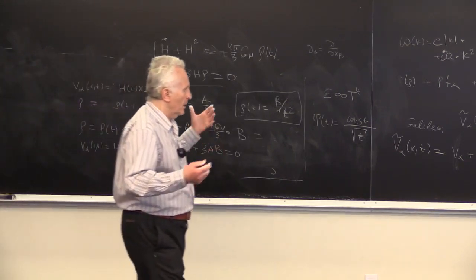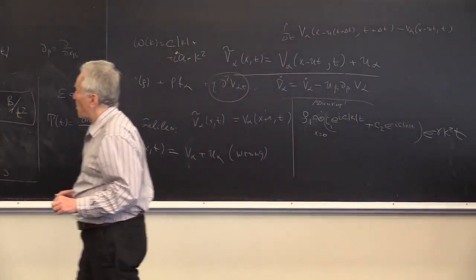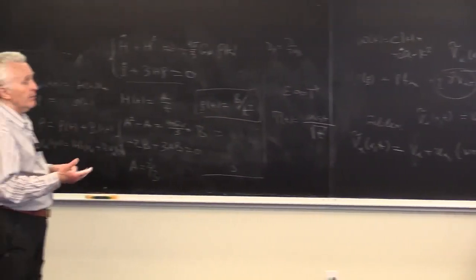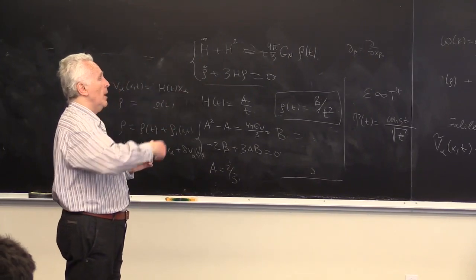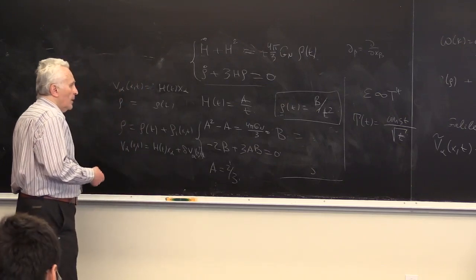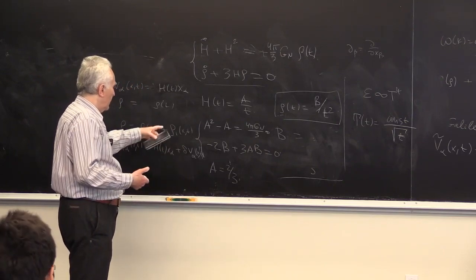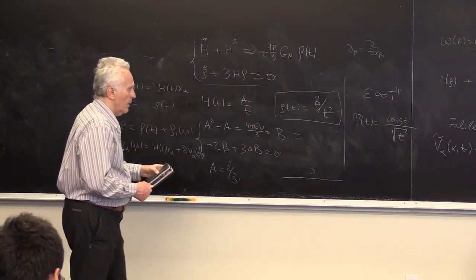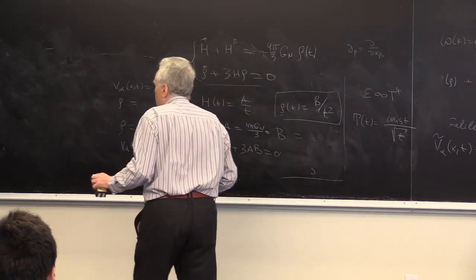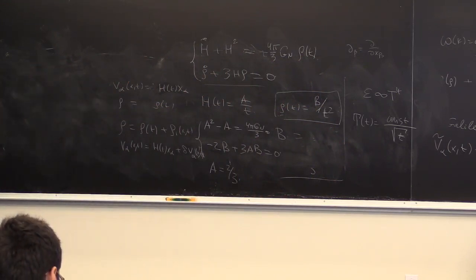I'm not going to do this, it will take too much time. But the answer will be that we will still have Jeans instability, except that it will be power-like growth, not exponential growth. But I want you to understand the principle, how you approach this problem. All right. Now we will switch to another example of nonlinear problem.